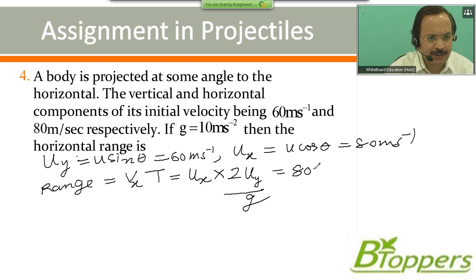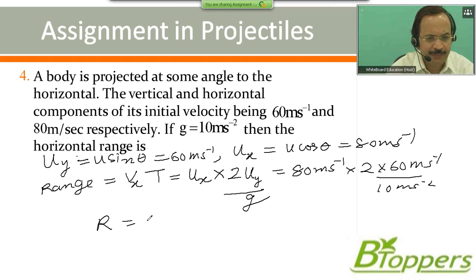So the horizontal component of initial velocity is 80 meter per second. The vertical component of initial velocity is 60 meter per second. And g is given to be 10 meter per second square. So you get the horizontal range of the projectile equal to 960 meter. That is the answer.